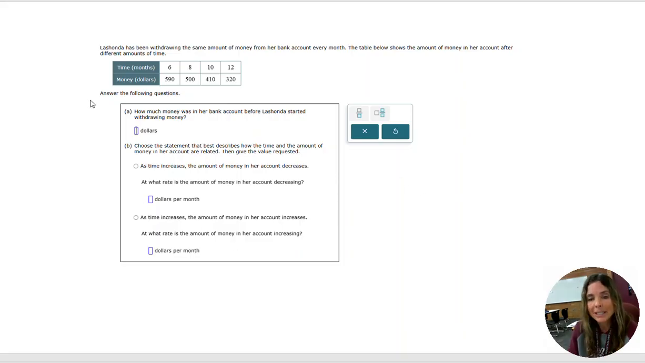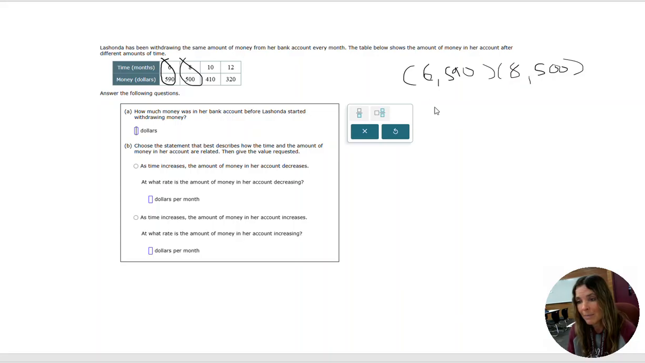Okay, so let's start with finding that rate of change in dollars per month, because I think that will also help us be able to find out how much money she had at time 0. So I'm going to grab 2 points from the table and I'm going to calculate the rate of change by using the slope formula. Okay, so remember, rate of change is really just finding slope. So we want to know how much her bank account is changing every 1 month, right? Dollars per month. That is for question B.